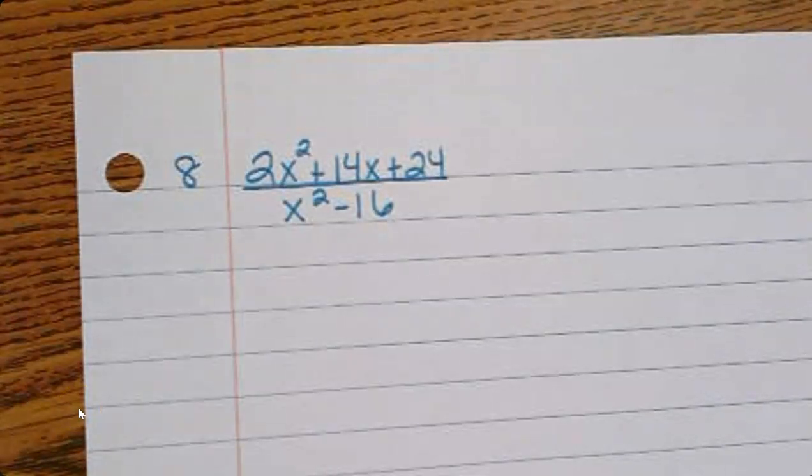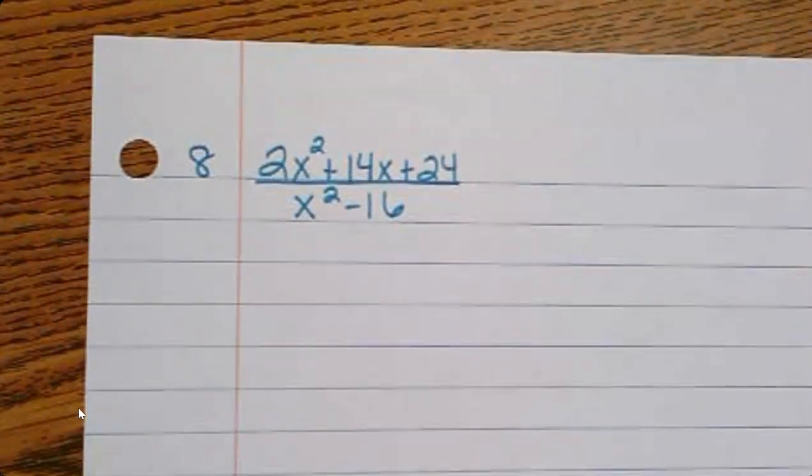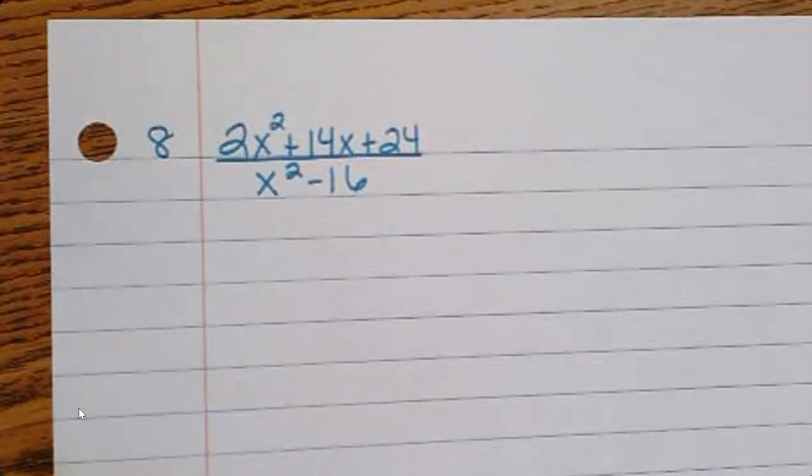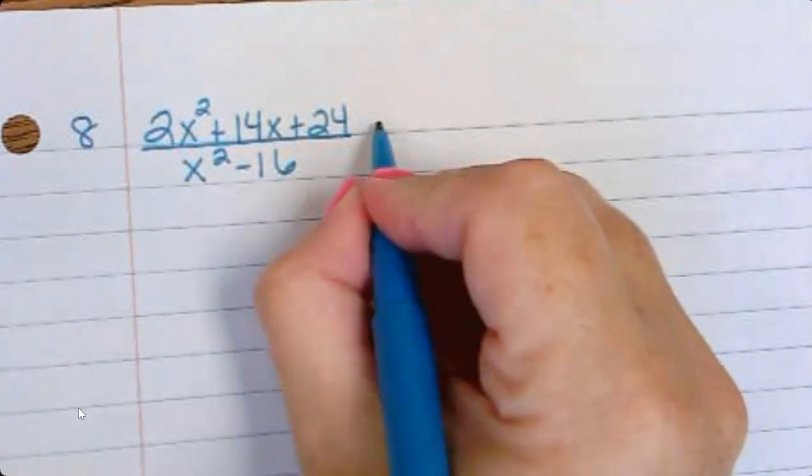Guys, so here are the last set of problems for your test review. This one deals with holes, vertical asymptotes, and horizontal asymptotes. Okay, so step one, we do have to factor.